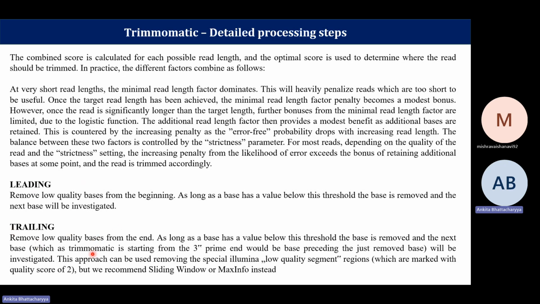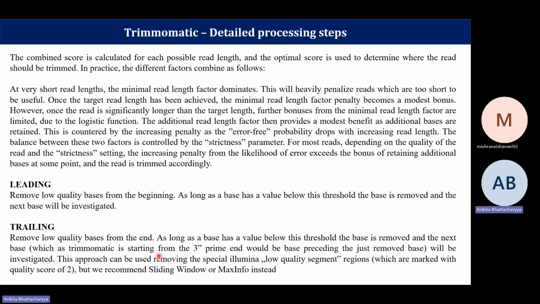Trailing means you are removing low quality bases from the end. If a base has a value below the threshold, then the base gets removed. The next base, which, as Trimomatic starts from the 3' end, would be the base preceding the removed base, will be investigated. This is especially utilized when you are removing low quality segment regions, but most commonly sliding window or max info are used instead.